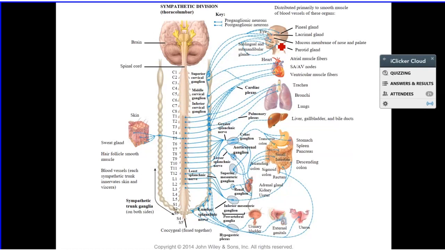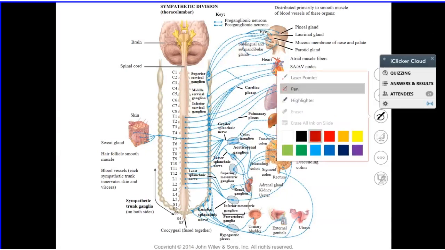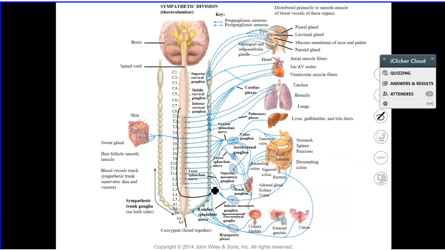Now, this is kind of hard for y'all to see, but it's in your book. How many neurons do we have in the motor pathway? Always 2. If you look real closely, we have our first motor neuron, which is the solid line. So all of these right here are the first motor neurons. And then do y'all see these dotted lines here? These are your second motor neurons. So what do we call the first motor neurons? And what do we call the second?